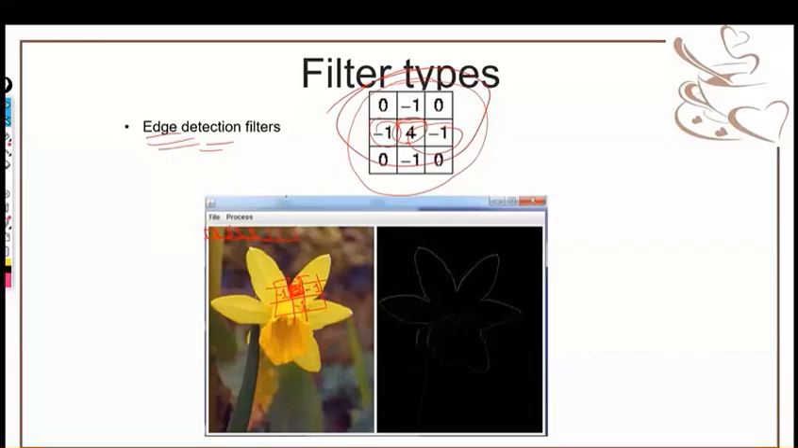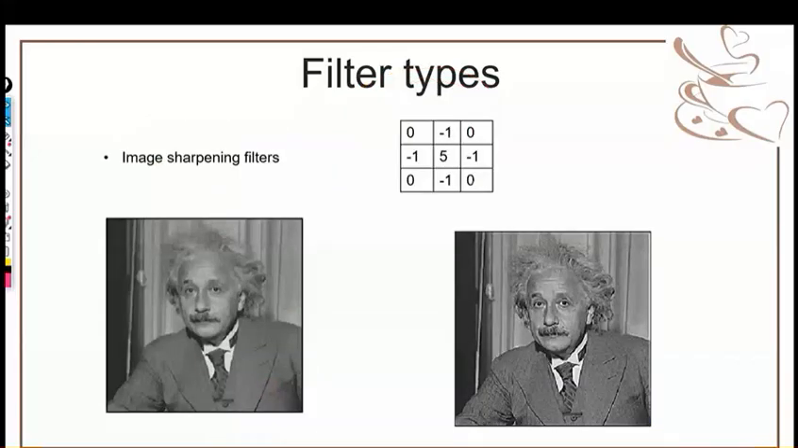Here we have almost the same, but instead of 4 we have 5. If you add the values here, -1 plus -1 plus -1 plus -1 plus 5, you find 1, not 0. So 1 means we will keep the colors. And in addition to the colors, we are extracting the edges. So this will give us a sharper image. We have the image, and you are accentuating the edges. You are extracting the edges, and you are adding the edges to this image.